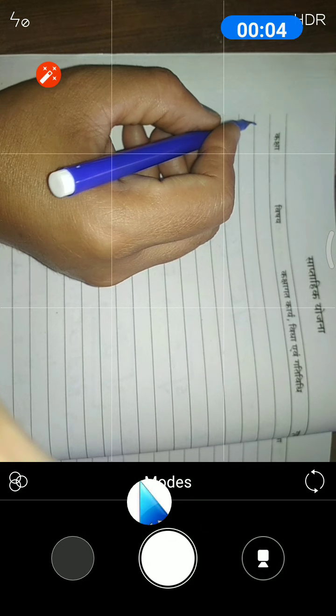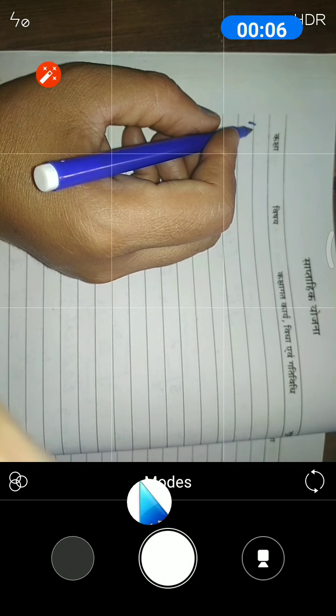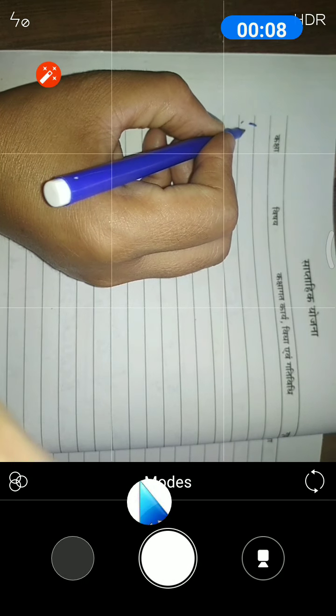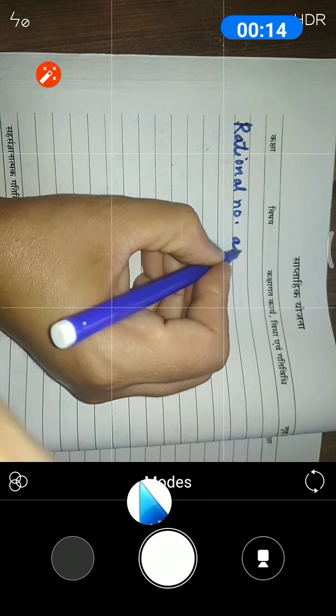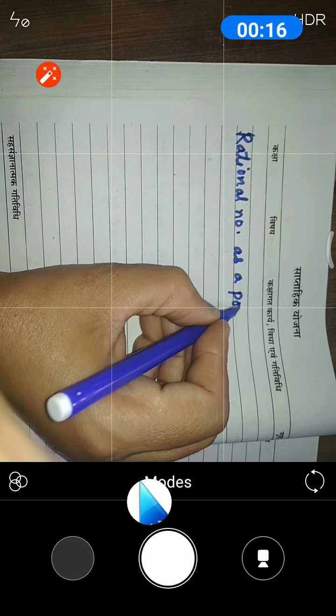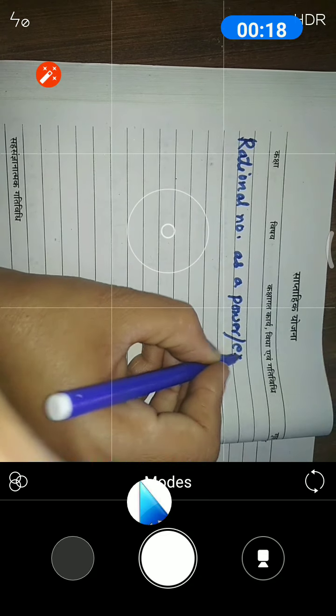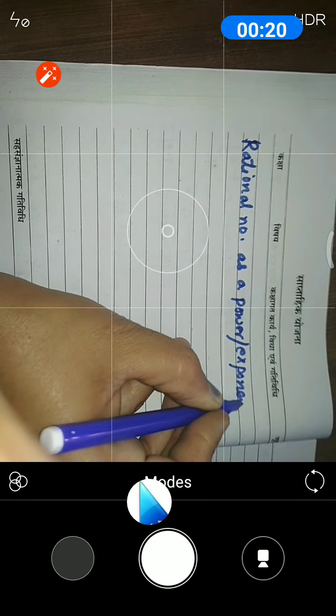Good morning students. Today we are going to do how to express a number with a rational number as an exponent. Means any number having the exponent in the rational form, means rational number as a power or exponent, right? So we are going to do this here.